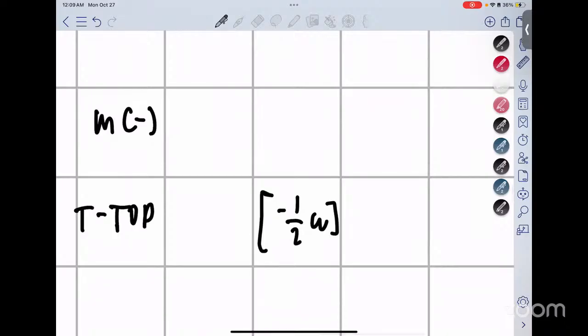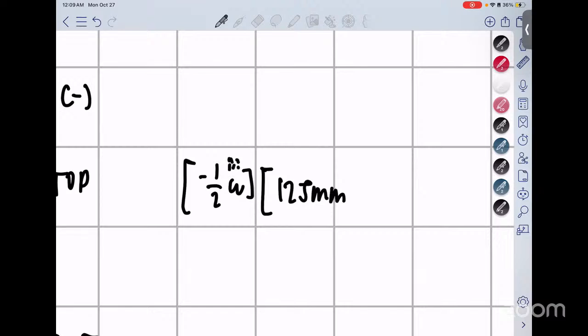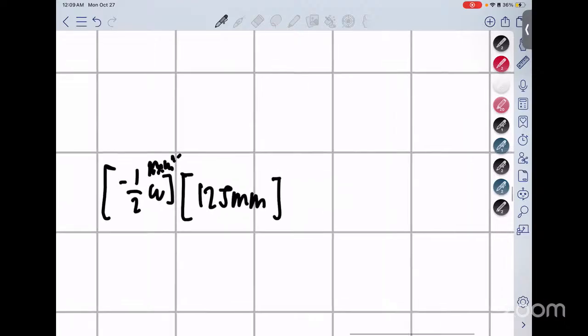And then multiply that, same case here. We take the top first, meaning 125 mm. Let's not forget that there's mm squared too. And then we have a conversion again of 10 to the 6th over meter squared.